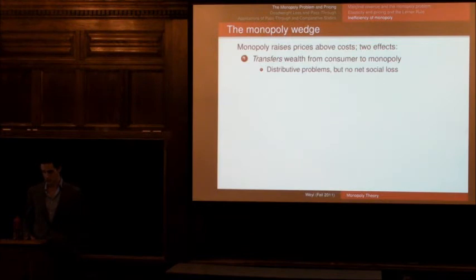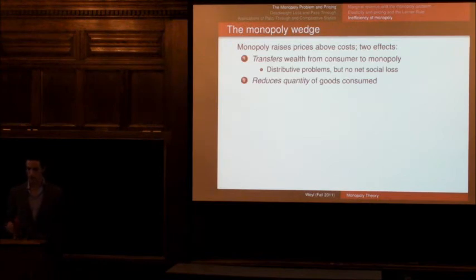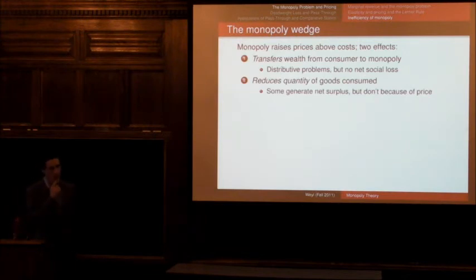It's just a transfer. But there's a second effect of monopoly, which is that it reduces the quantity of the goods consumed. Because in order to raise the price, the monopolist has to reduce the number of sales that occur. And basically what that means is that there are some people who would be willing to pay a price below the monopoly price, but above the monopoly's costs, who are denied access to the market.